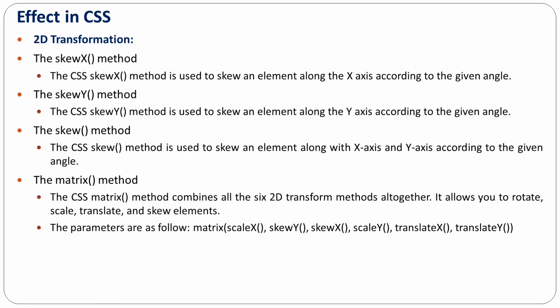Then the matrix method. The matrix method combines all six 2D transformation methods together. It allows you to rotate, scale, translate and skew elements. The parameters required by this matrix method look like this: scaleX, scaleY, skewX, skewY, translateX, translateY. So these were the methods of 2D transformation. Now before we move to 3D transformation, let's try to understand 2D transformation with an example.